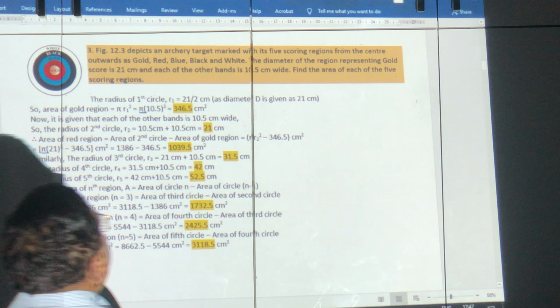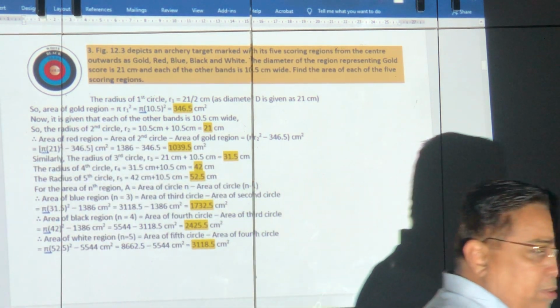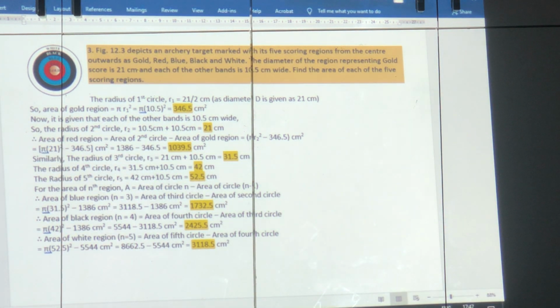Let us see, diagrams have been taken from a textbook, so that is easy for you. It is showing an archery target, where we shoot arrows. It has 5 scoring regions, different colors, circles are made. Gold, red, blue, black, white, from inside to outside. So if you hit gold, you're 100%, and if you hit white, you are a foolish person.